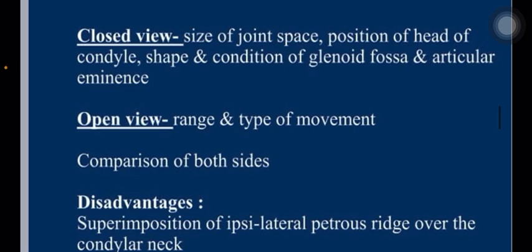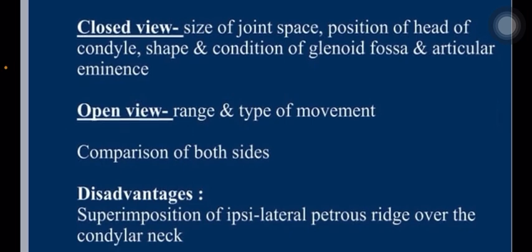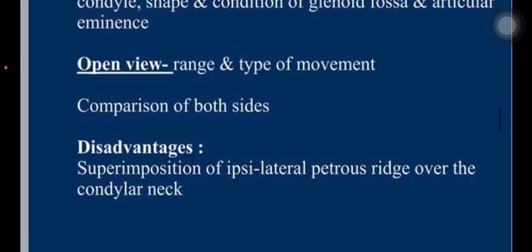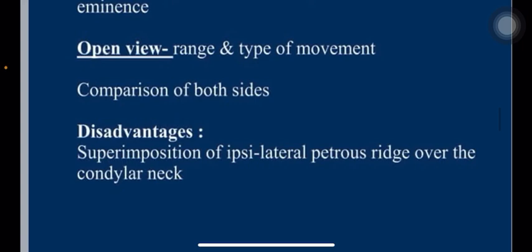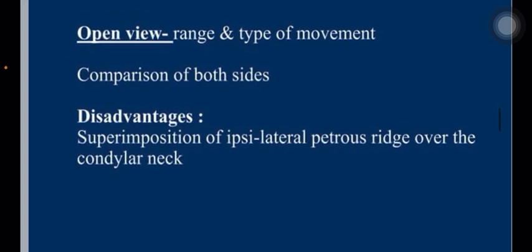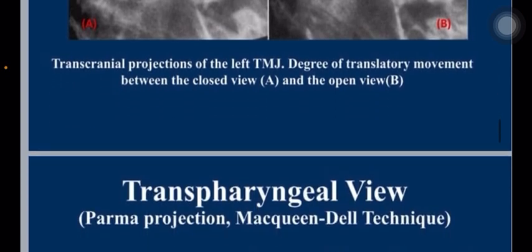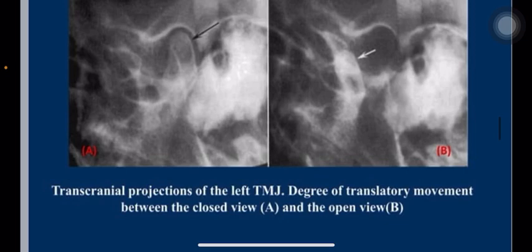In closed mouth technique, we see the size of the joint space, position of the head of the condyle, shape and condition of the glenoid fossa and articular eminence. And in open view, we see the range and type of movement, and then comparison of both sides is made. The disadvantage is superimposition of the ipsilateral petrous ridge over the condylar neck. In this, we can see the degree of translatory movement between the closed mouth and open mouth technique.